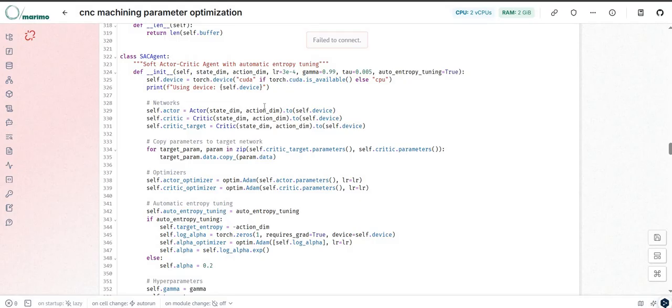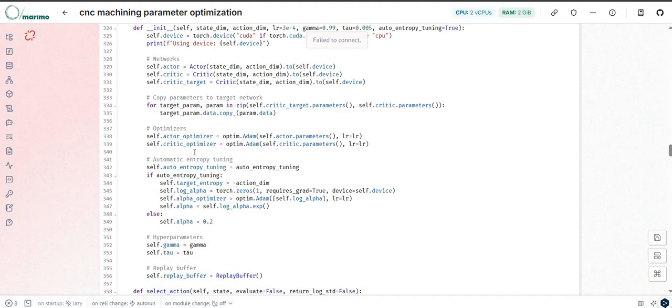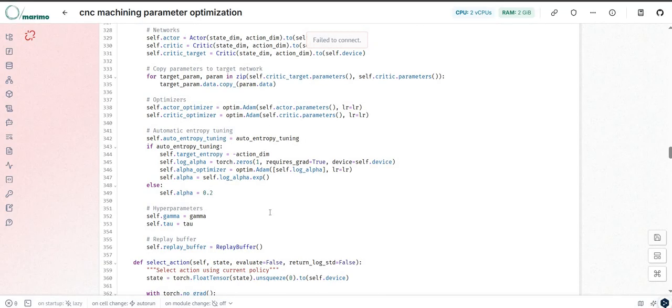For entropy tuning, we have two options. If auto entropy tuning is enabled, we set the target entropy to minus the dimension of the action space. We also introduce a learnable parameter called log alpha, and update it using its own optimizer. And alpha is then calculated as the exponential of log alpha. If auto tuning is disabled, alpha is fixed to 0.2. We also define the key parameters: gamma for the discount factor, tau for the soft target update rate, and the replay buffer.